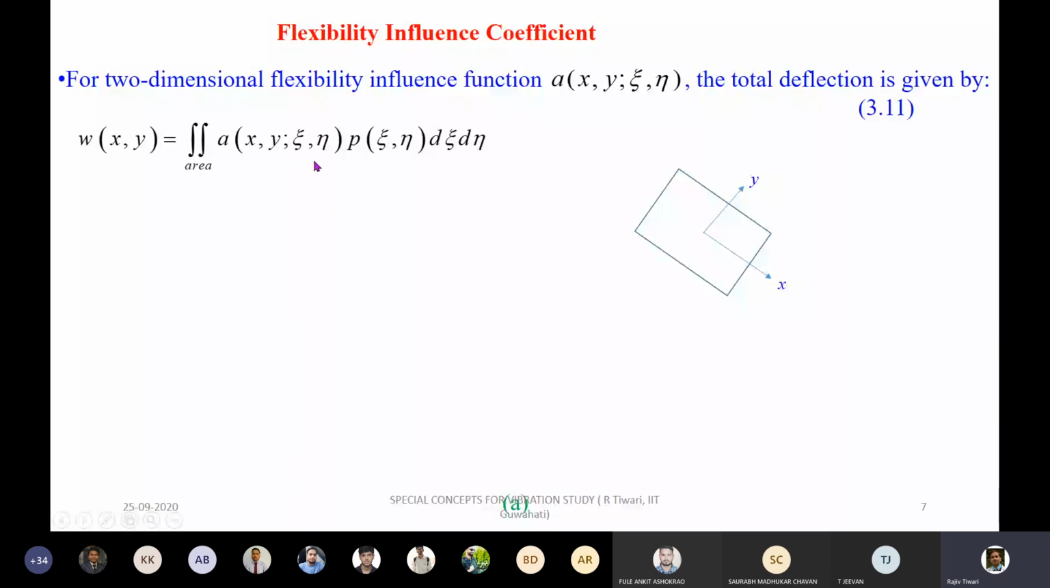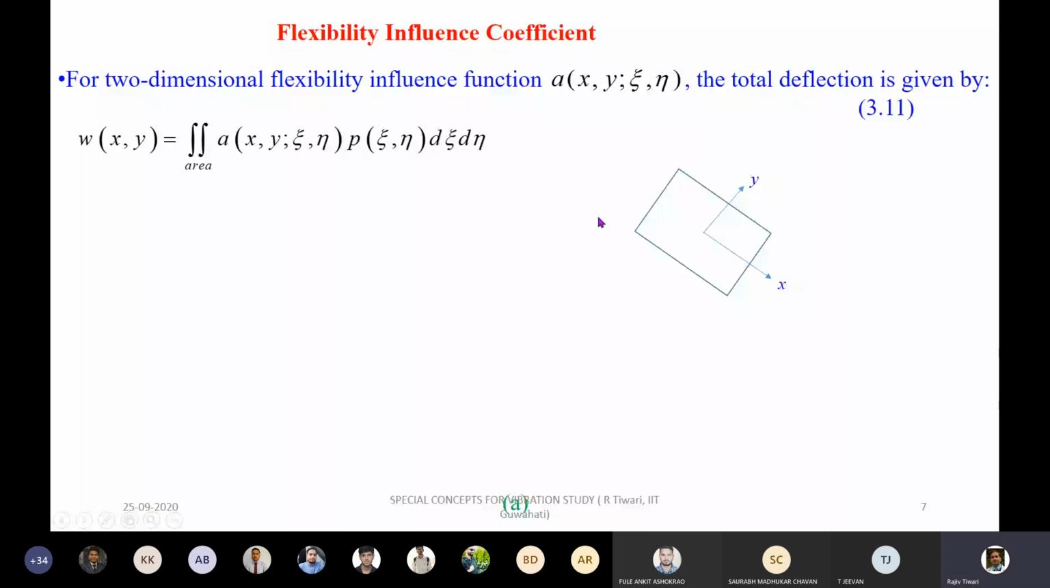Even we can extend this for a three-dimensional object also, 3D, in which we have x, y, z, and xi, eta, and some other zeta coordinates. So this is a concept, but application and finding such a function is quite difficult.